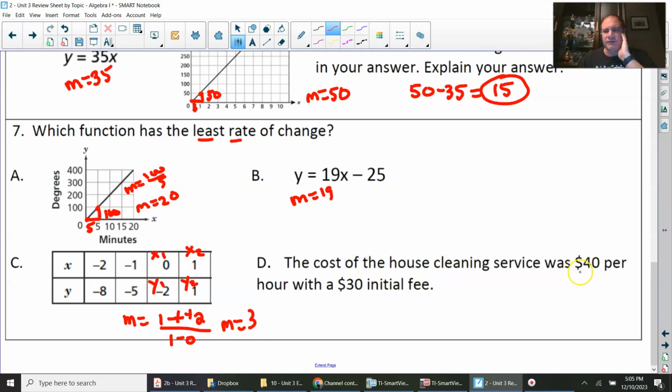The cost of house cleaning service was $40 per hour. $40 per hour is the slope, the rate, so 40. Which one is the least? C is the least.